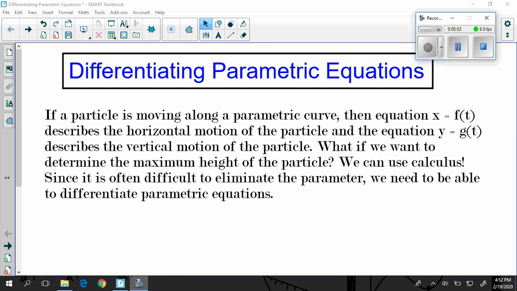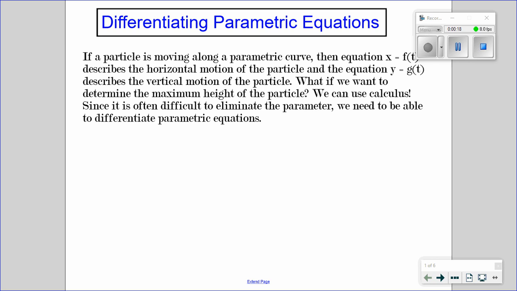Everyone, in this video you're going to learn how to differentiate parametric equations. So how do we find the derivative with these equations? At this point, you've learned how to graph parametric equations. Let's say a particle is moving along a parametric curve. Then the equation x equals f of t would describe the horizontal motion of the particle, and the equation y equals g of t would describe the vertical motion of the particle.